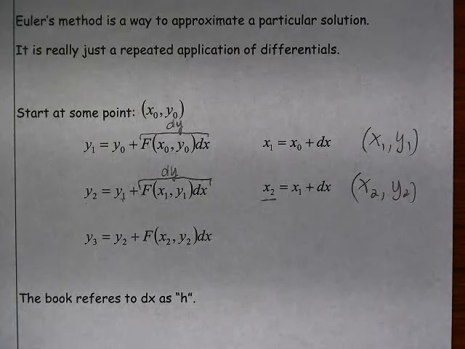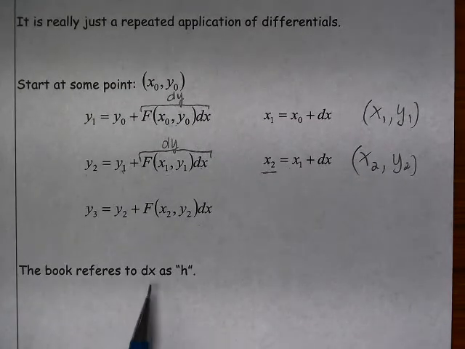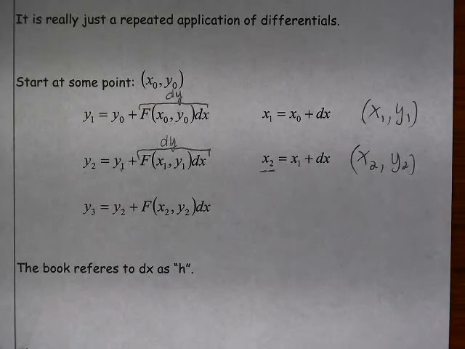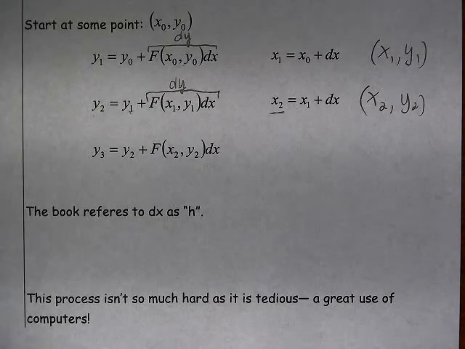So just so you know, as you look at those problems in the book, it calls dx h, so it's some horizontal distance that we're moving, which is fine. You can see probably that this process isn't so much hard as it is just very tedious and repetitive. So it's a really great use of computers, because computers are really fantastic at doing simple things repeatedly. We're going to do an example of this on the next page, so you can kind of see how it works out with the actual example.